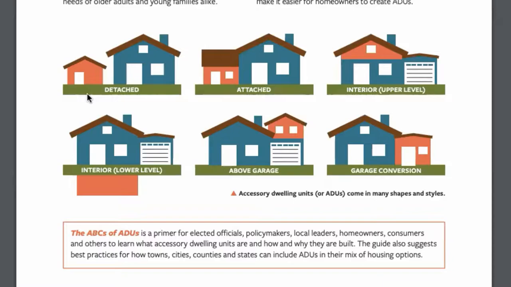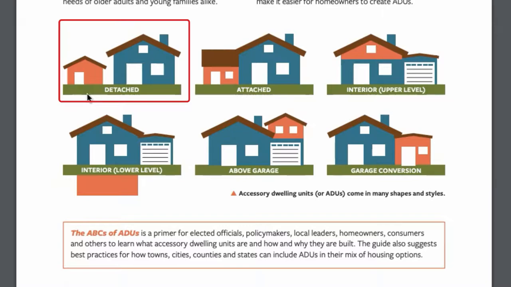One of the cool things about this is that in the city, a lot of it is basement conversion. In more rural areas, a lot of times it's above the garage conversion, because they don't want to lose the garage, but they can leverage the space above the garage. And detached, I would say, is probably the toughest, because you probably need the biggest lot for that.